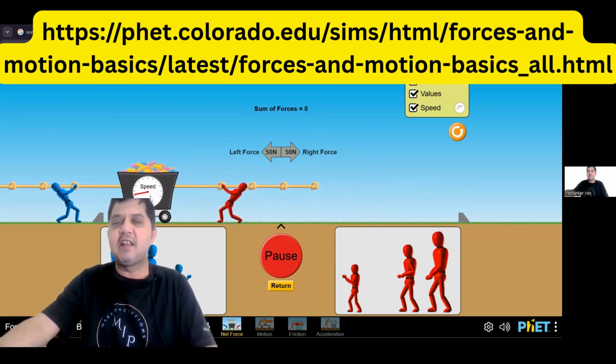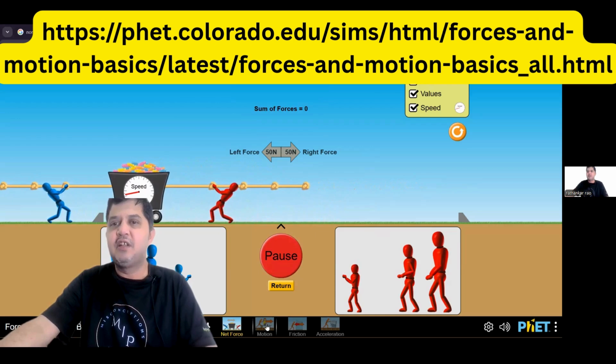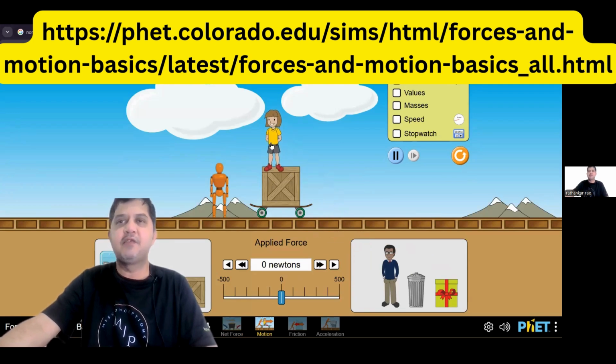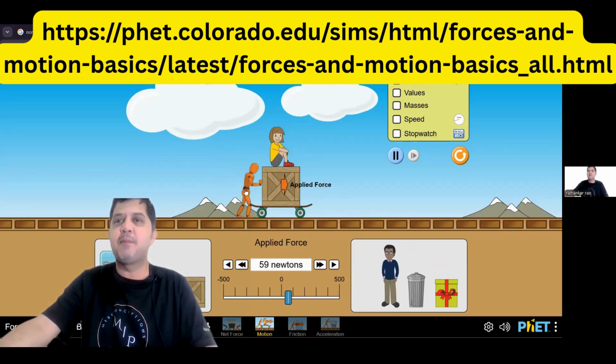There are other simulation tools here also. You have one for motion here. Okay, you can use this also here. So what you can do is you can make one person climb on top of it. So this is one of the excellent tools that I prefer. Okay, and I can now make this one apply a force. I apply a small amount of force.